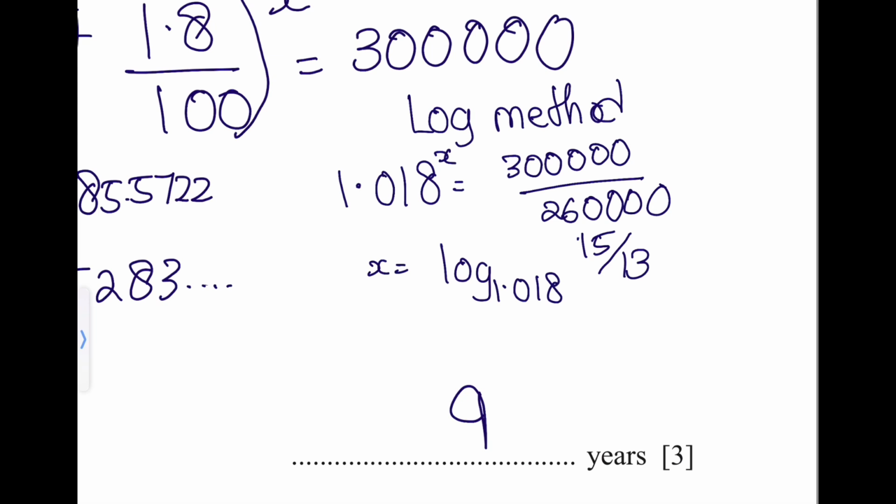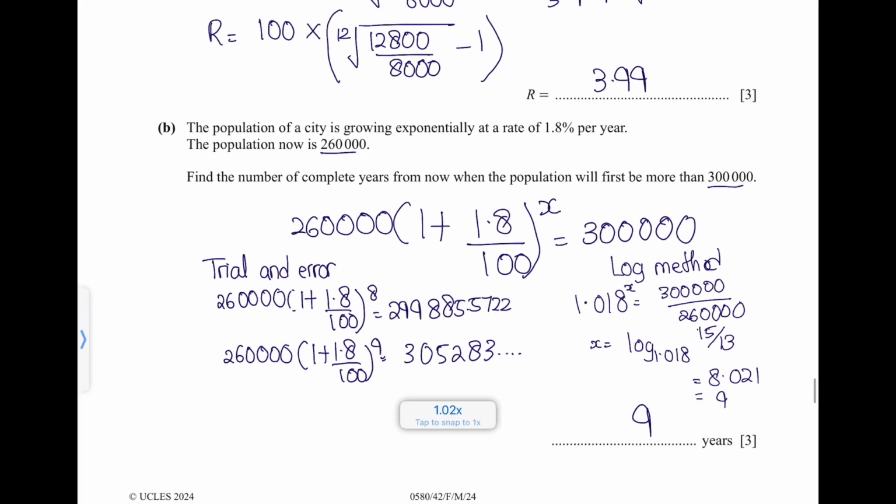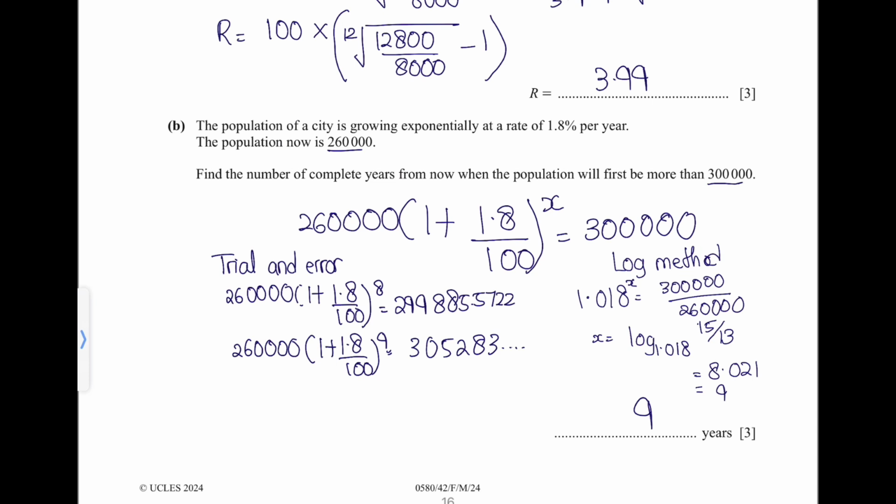So if you put this in a calculator, log base 1.018 of 15 divided by 13, that is giving me the exact answer of 8.021, but since it asks us for complete years, it would still be 9 years. So of course the trial and error works easier, but you're free to use your own method. But do verify this with your teacher if this is allowed, because in additional maths this is something that is taught. I know this method, I use this, I do get marks, but if you're not sure, please do check.